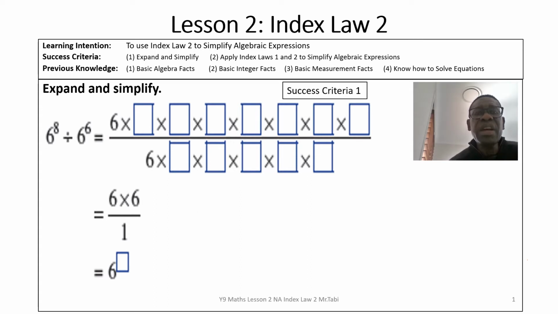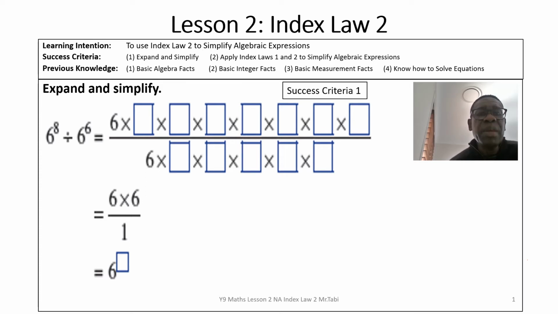Success criteria will be first, to be able to expand and simplify, and second, to be able to apply both law 1 and law 2 to simplify algebraic expressions. So since we've already learned index law 1, we will use those ideas as well in this lesson.